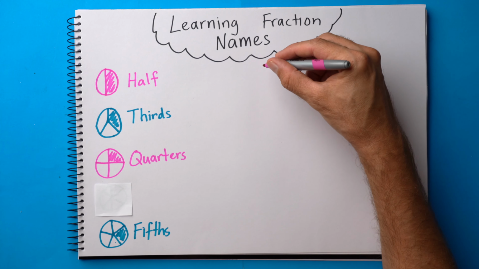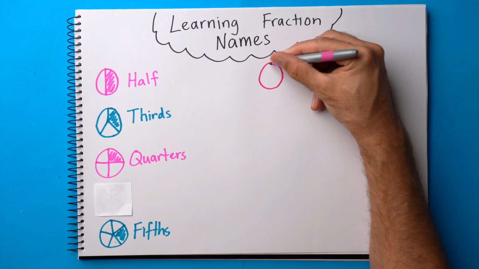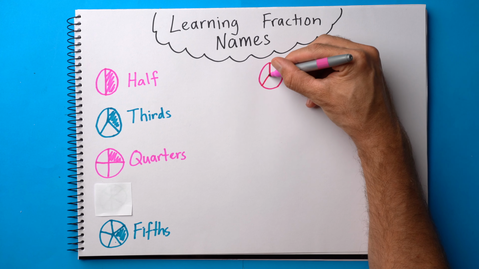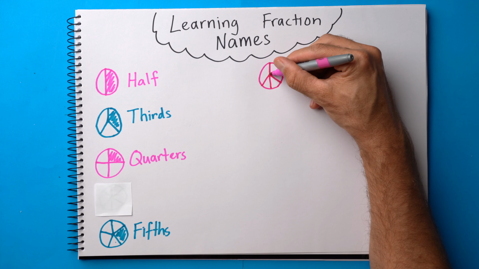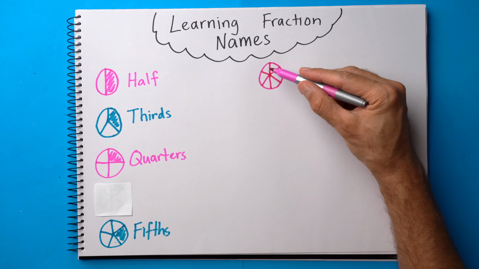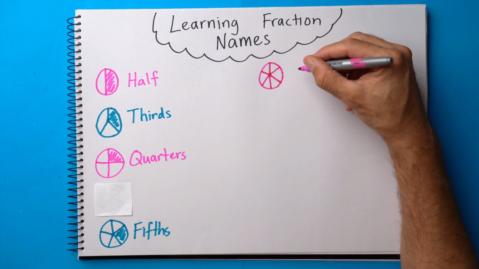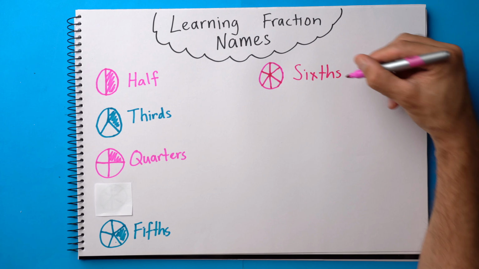All right, the next one we're going to have a look at is dividing it into 6 equal parts. So let's divide it into 3 to start with. And then I'm going to divide each of those 3 into 2. So there we've got 6 equal parts. 1, 2, 3, 4, 5, 6. And we've got 6 equal parts, we call them sixths.